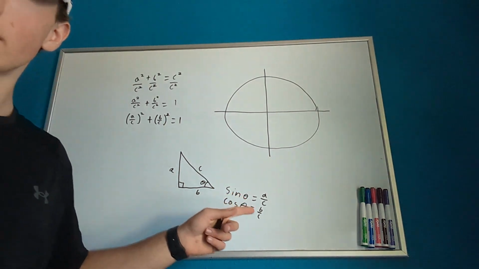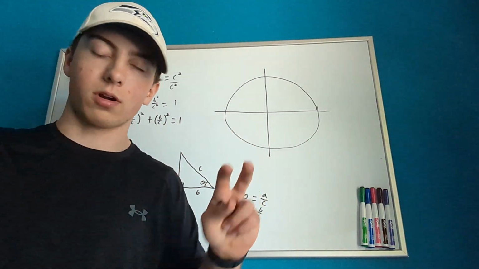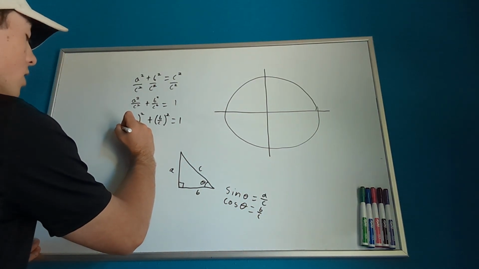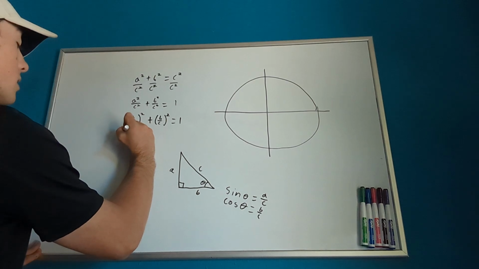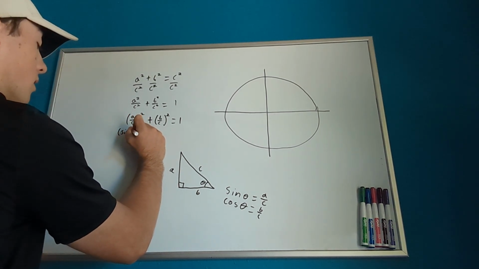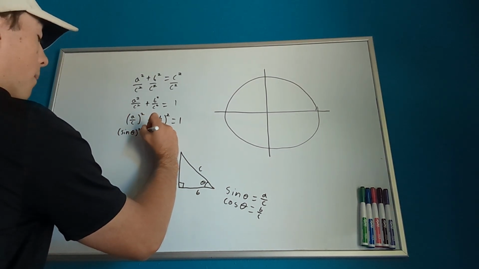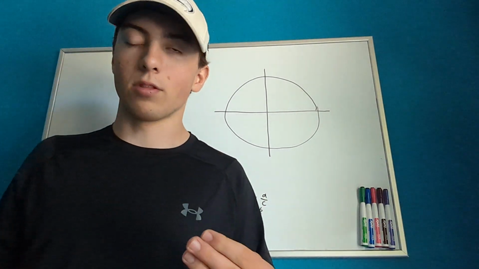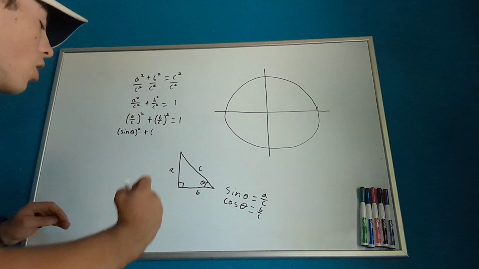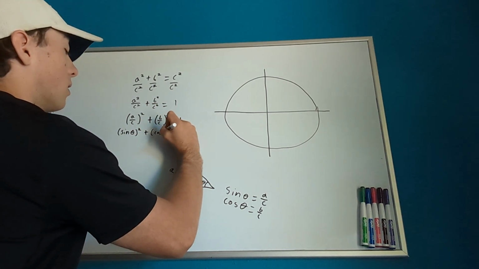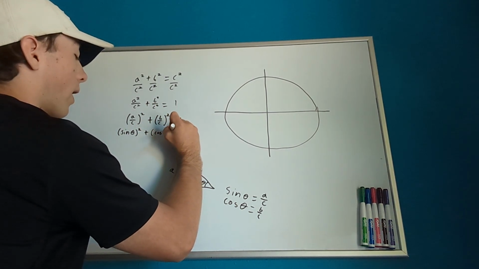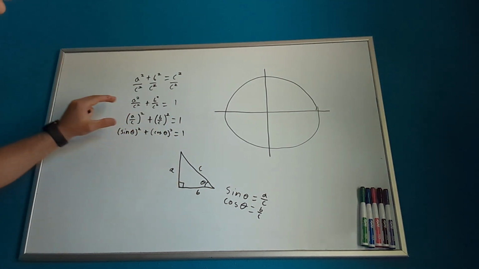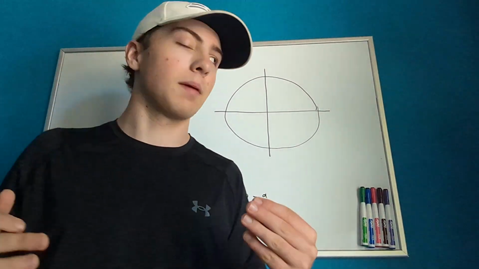Then we can look down here. Well, we already did the hard work. We know that sine of theta equals A over C, so we can say this is sine of theta squared plus, well, we know B over C, we already did the work, B over C equals cosine of theta squared, which is equal to 1. Because if these are equal to this, we can substitute them in, and that keeps it the same.